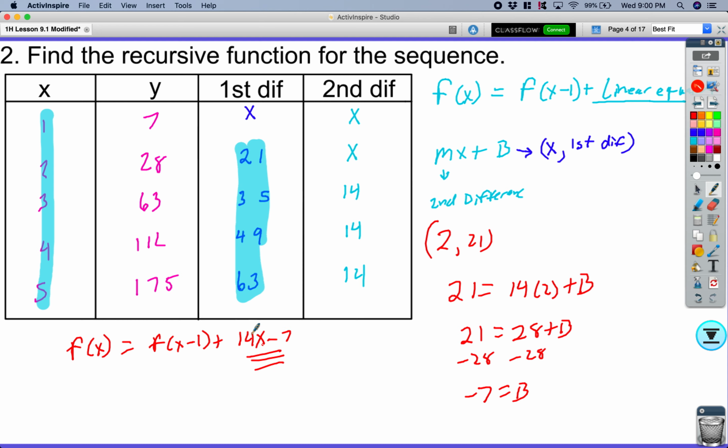Remember, guys, since it's a quadratic, you're always going to be adding, or technically subtracting, this type of linear equation to it. Okay? So that's the only thing we're trying to figure out there.